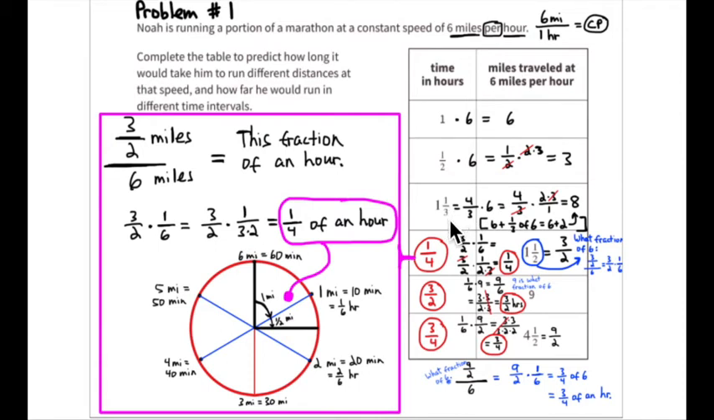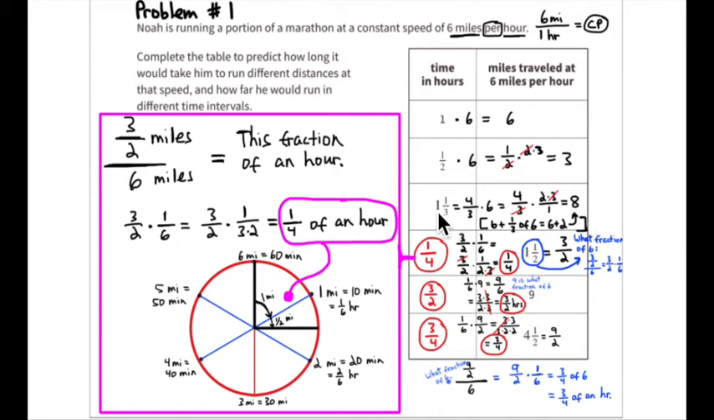1 1/3 times 6 is the same as 4/3 times 6. Well, 4/3 times 6 can be a little bit tough. You can write 6 as 2 times 3. These 3's cancel out, and 4 times 2 will give you an answer of 8 miles.